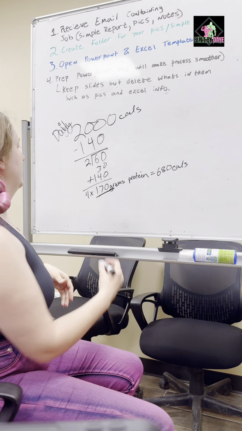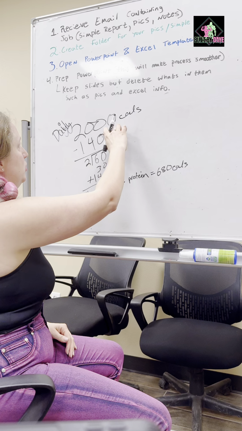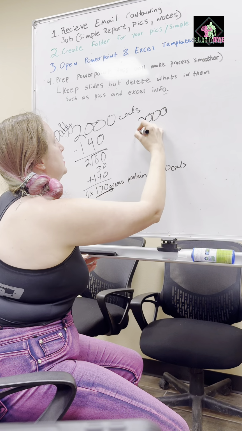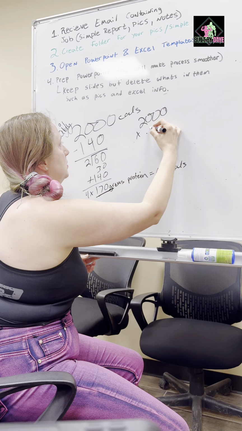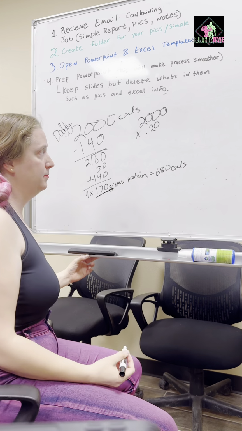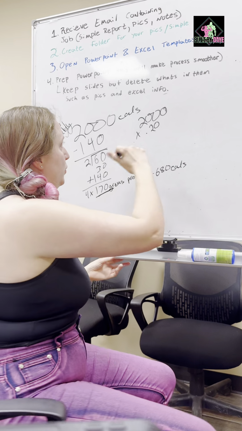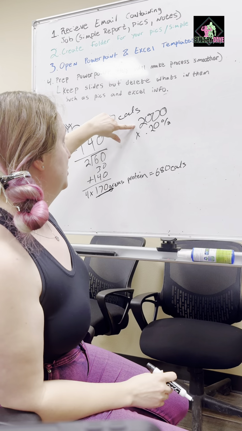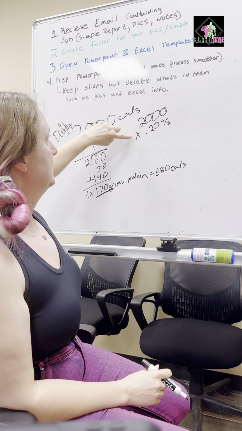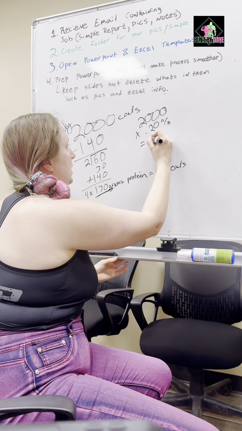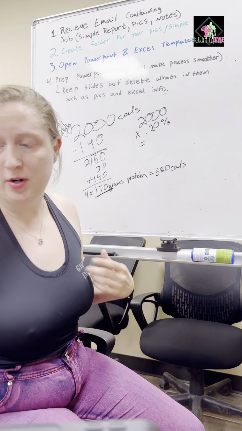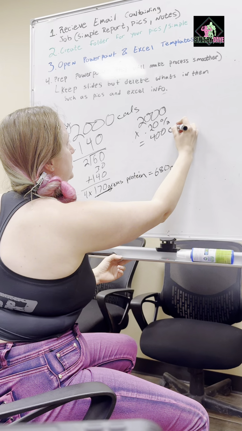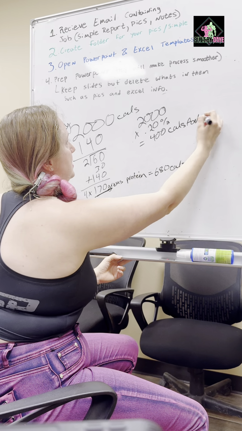Now we need to figure out what our fat is going to be. So we're going to take 2,000 times 0.20. Okay? That's going to be 20%, right? We want to get 20% out of 2,000. So 2,000 times 0.20 is going to be equal to 400. All right? So now we are at 400 calories of fat daily.